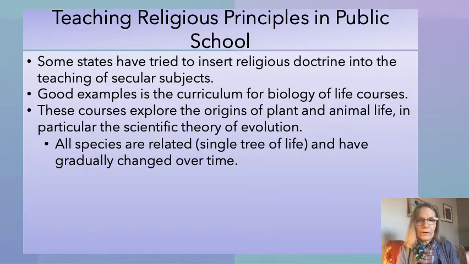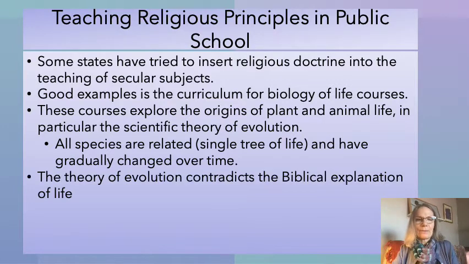The scientific theory of evolution is the idea that all species are related, and so they all come from a single tree of life, and that through the process of changing and mutating and evolving, these species have gradually changed over time till we have the multitude of differences within the animals and plants and humans. You see those sorts of differences, it's a product of evolution. I'm not a biologist, so I'm just doing my best to summarize the theory of evolution.